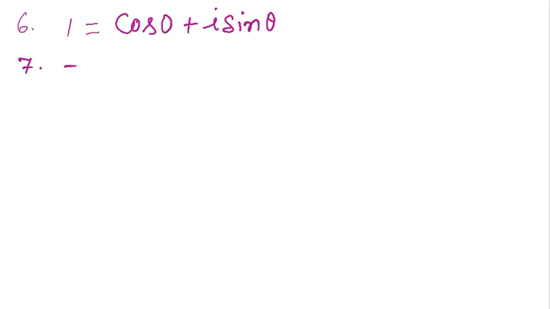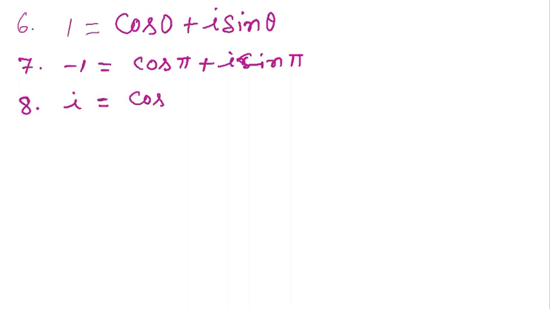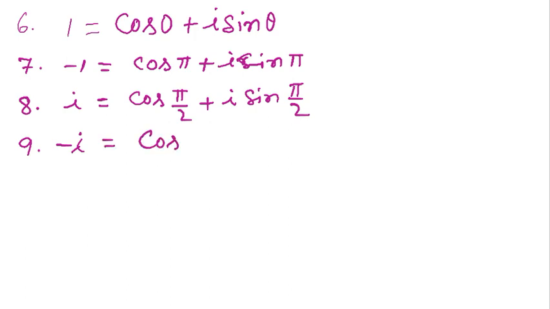Seven: minus 1 equal to cos pi plus i sine pi. Eight: i equal to cos pi by 2 plus i sine pi by 2. Nine: minus i equal to cos pi by 2 minus i sine pi by 2.